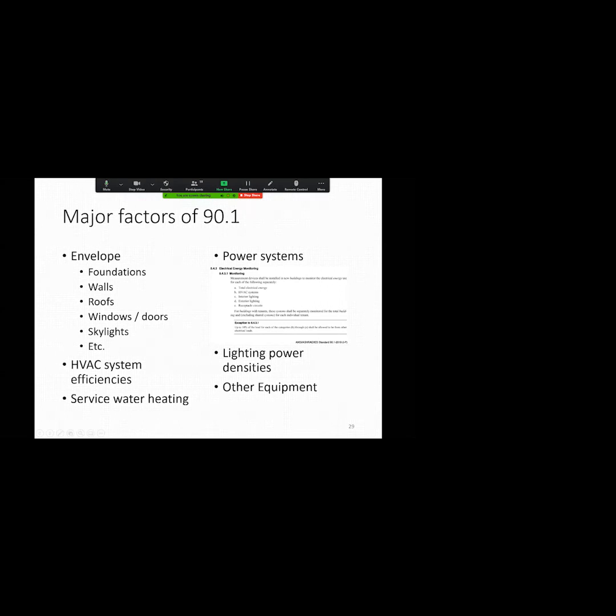90.1 provides system efficiencies for HVAC systems. There are tables of efficiencies in 90.1, and manufacturers are aware of this stuff and they try to meet these efficiencies. It's not going to be hard to find stuff that meets these efficiencies when you're speccing your HVAC equipment and other equipment in your building. Manufacturers are aware of this, and they shoot to at least be in line with these efficiencies, if not better.